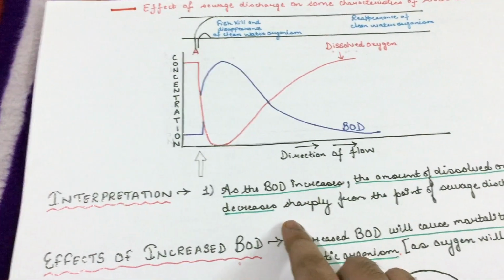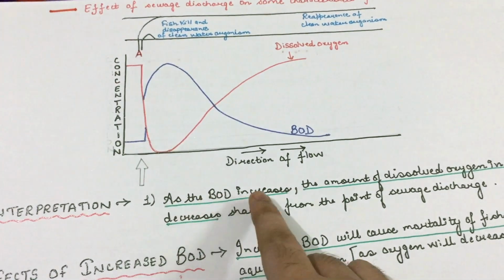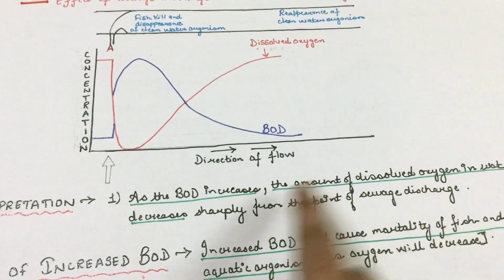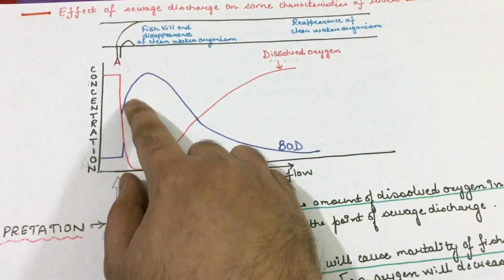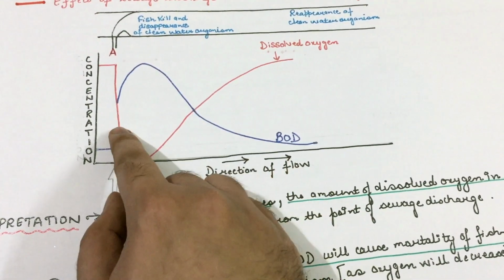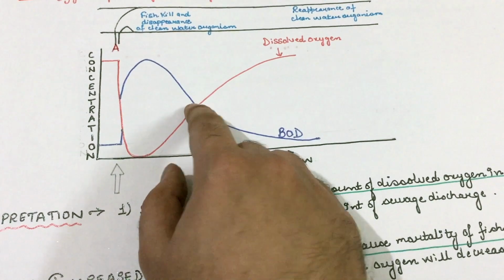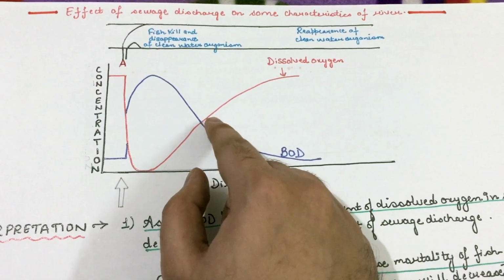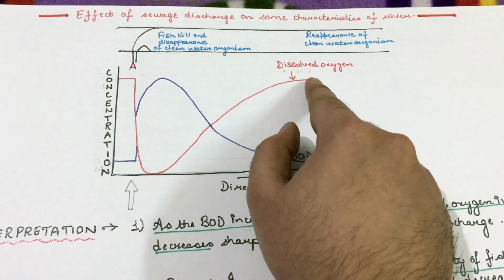So what is the interpretation of this graph? As the BOD increases, the amount of dissolved oxygen in water decreases. So as the BOD increases, the amount of dissolved oxygen decreases and vice versa, which means as the BOD decreases, the amount of dissolved oxygen increases.